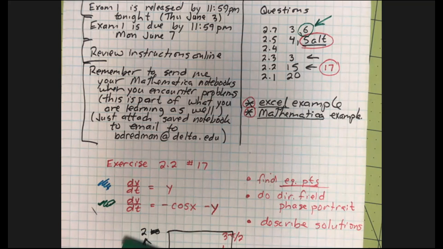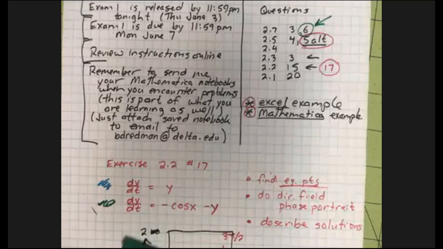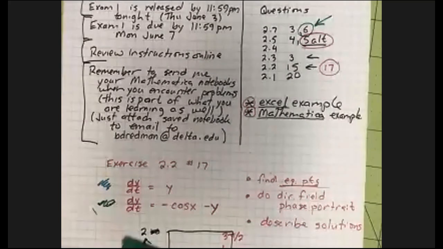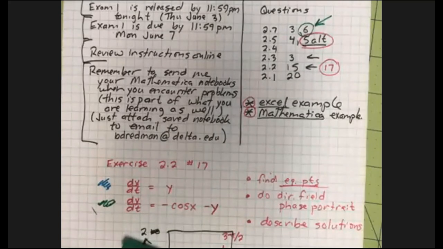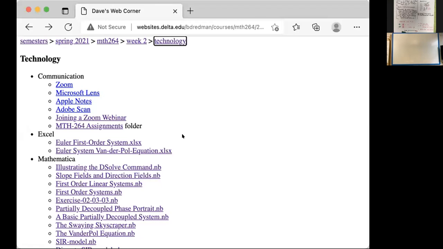So back to our website. Find the website, there it is. No, I'm sharing the wrong browser. Let's try again. Where's my Microsoft Edge browser? There it is. Okay, you see it, I see it, good.